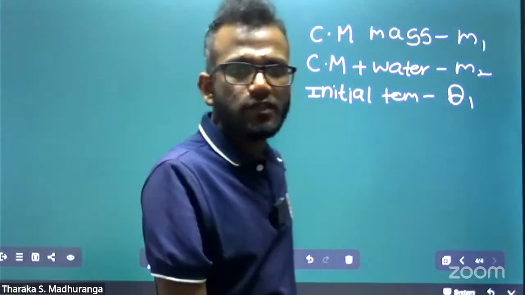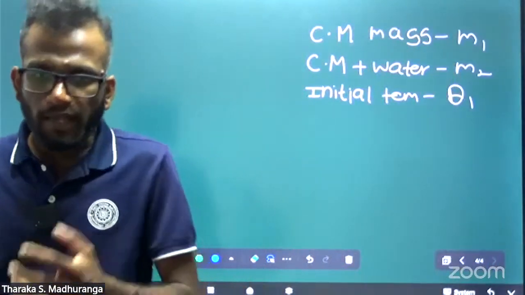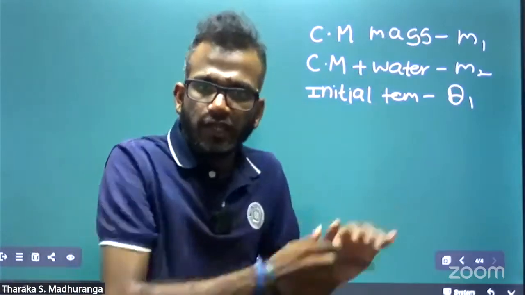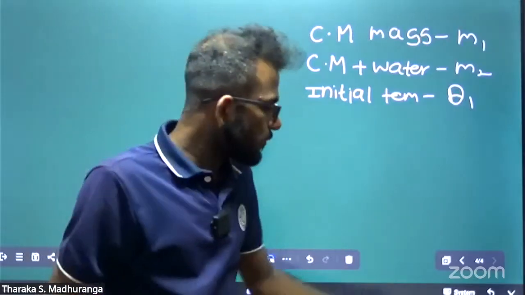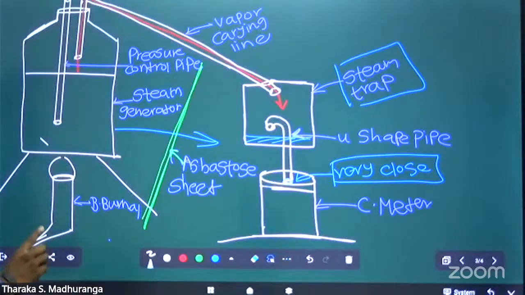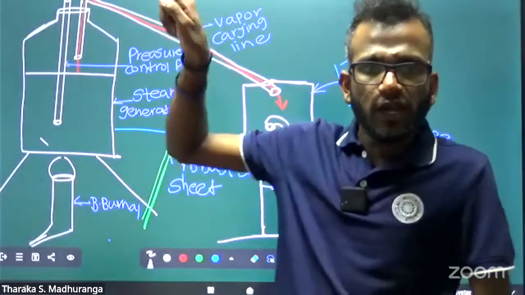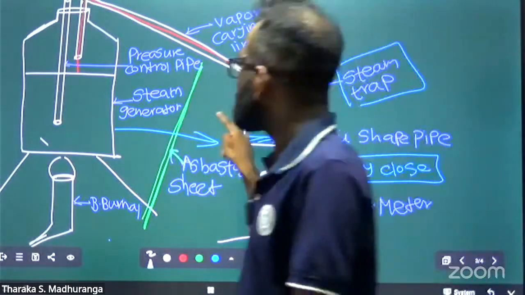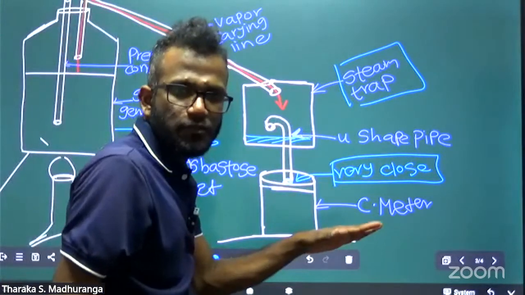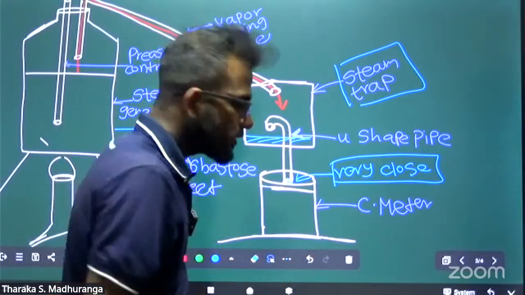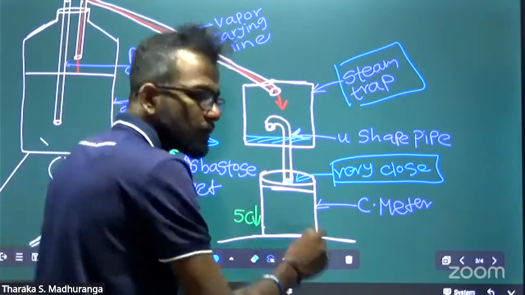Okay, these readings you need to get before we provide steam into this calorimeter. Once you have these readings, we can turn on the boiler, turn on this Bunsen burner. Then the water is boiling, and the steam is transferred through this steam trap into the calorimeter. Before that, we can use the same mechanism to avoid heat loss: we can reduce the temperature by 5 Celsius.